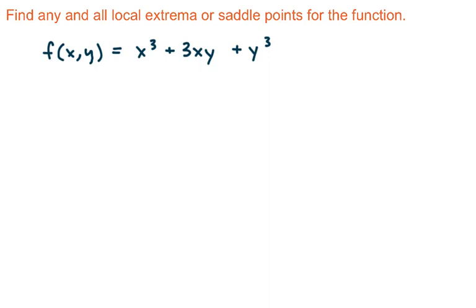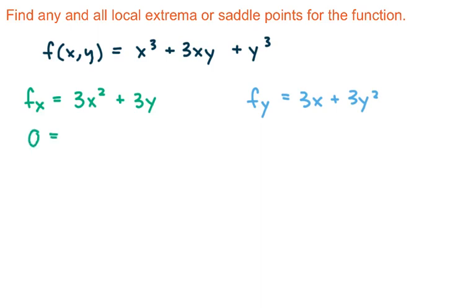All right, so first things first, we need the partial with respect to x, which is going to give me 3x squared plus 3y plus 0. And we need that partial with respect to y, which gives me 3x plus 3y squared. Now, these are quadratic. We're going to set them equal to 0 and solve. So 3x squared plus 3y is equal to 0. 3x plus 3y squared is equal to 0.